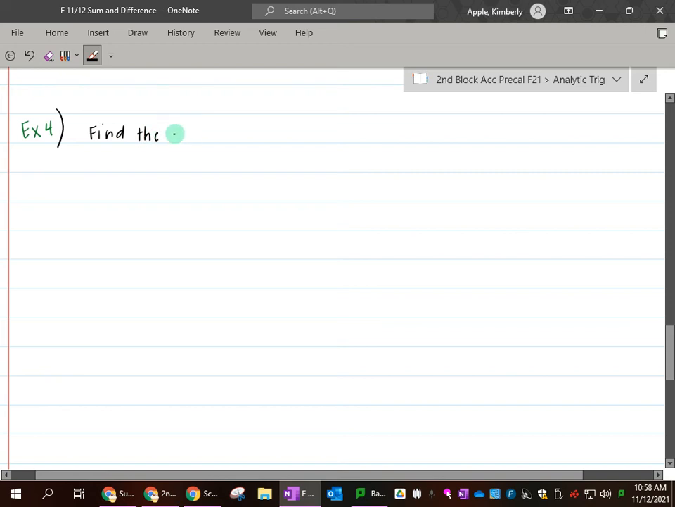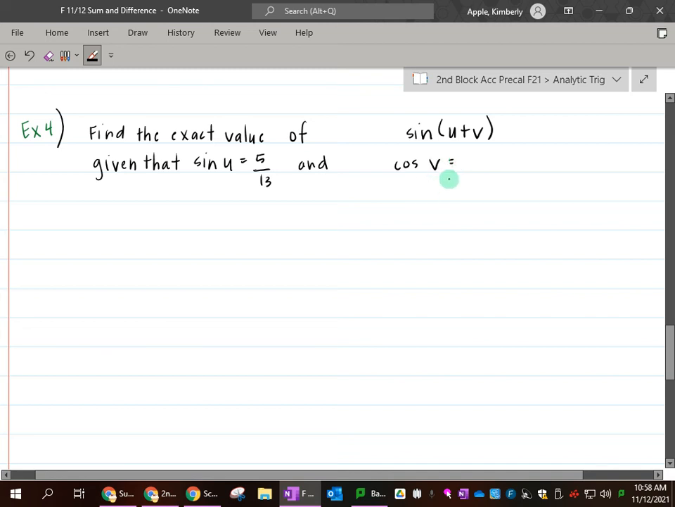This is a long problem. Find the exact value of sine of U plus V, given that the sine of U equals 5/13, and the cosine of V equals -3/5, and U and V are in quadrant 2.